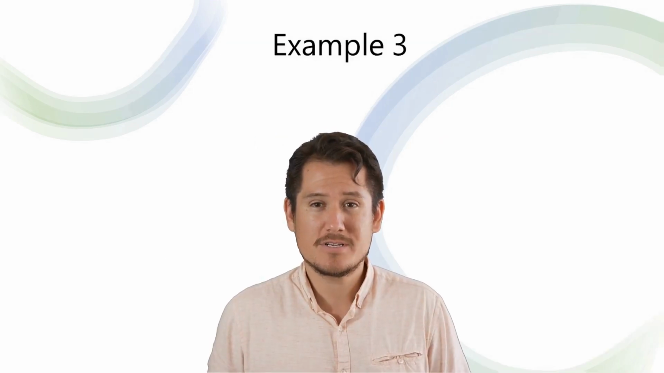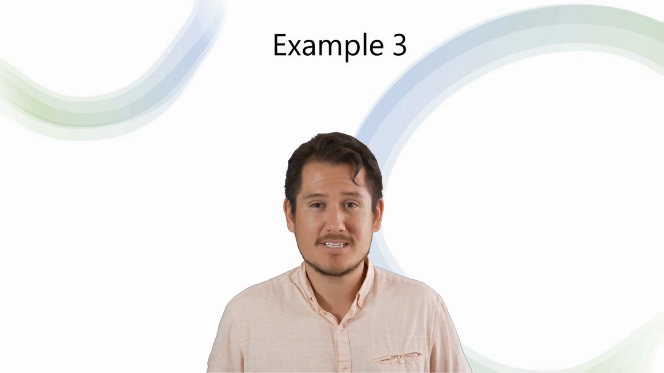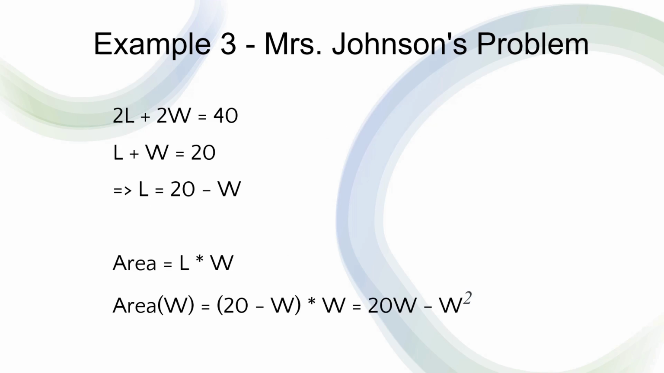Finally, let's solve Mrs. Johnson's problem. She asked me to help her understand how to maximize the area of her garden since she has 40 meters of fencing material. To solve this problem, we can use a polynomial equation. Let's say the length of the garden is L meters and the width is W meters. The perimeter of the garden, which requires the fencing material, is given by perimeter equals 2L plus 2W. In this case, the perimeter is 40 meters, so we can write the equation as 2L plus 2W equals 40. Simplifying, we get L plus W equals 20.